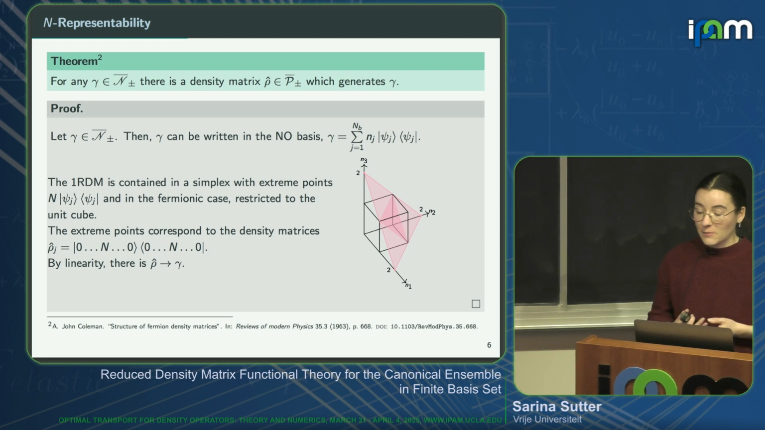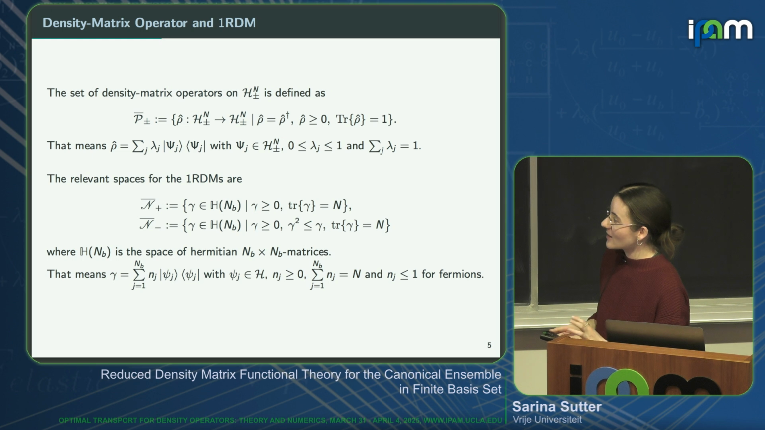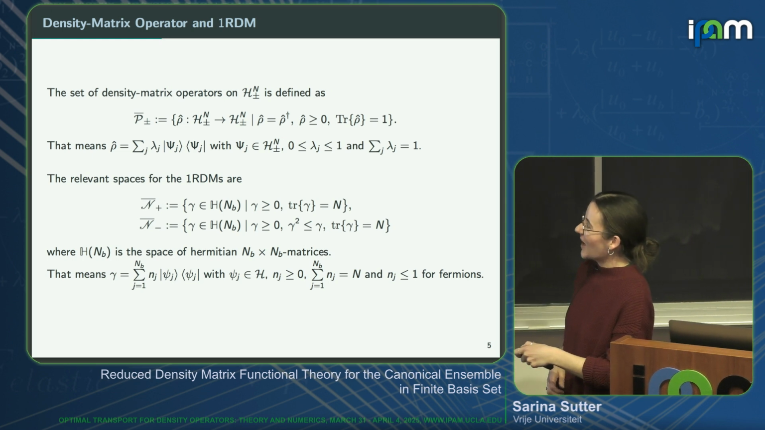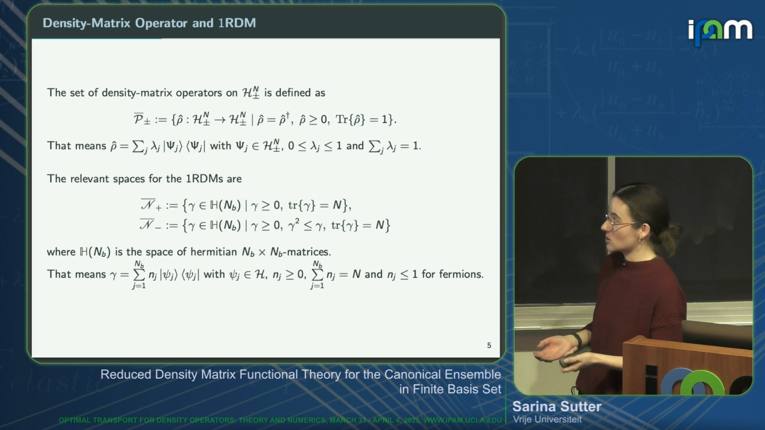And for fermions, we have that our natural occupation number is smaller or equal than 1. So, sorry, it's easy to check that if we have a density matrix here, we will end up in these sets here. So that's easy to check.